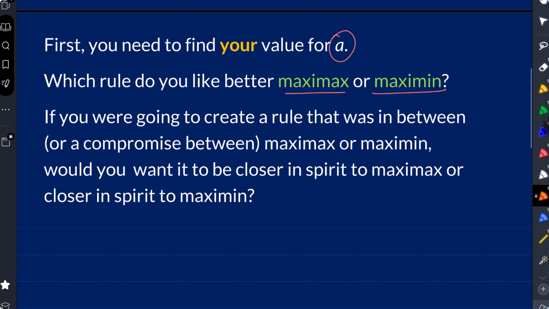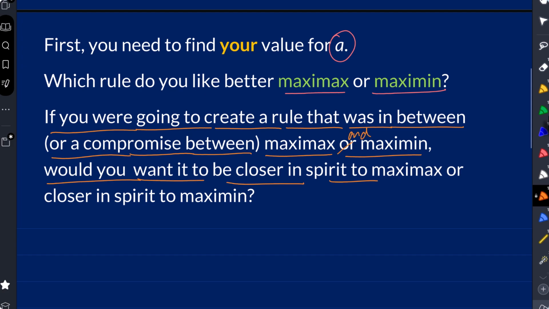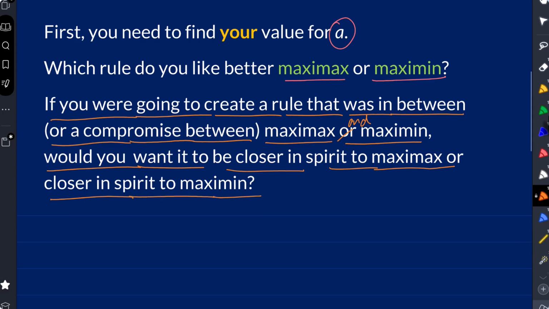So next, let's think about this. If you were going to create a rule that was in between, or a compromise between, maxi-max and maxi-min, would you want it to be closer in spirit to maxi-max or closer in spirit to maxi-min?